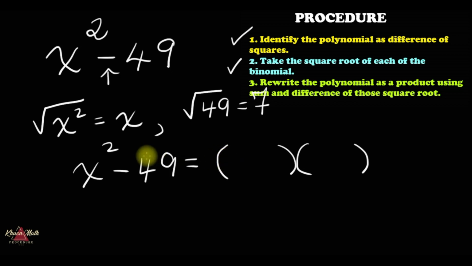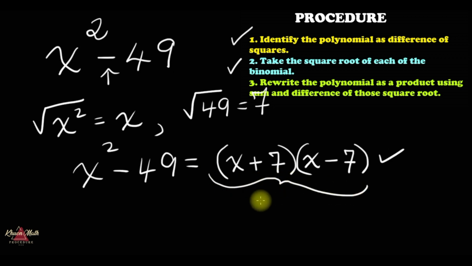So here, the square root of x squared is x, so you need an x and an x. Sum and difference, so you need a plus and a minus. And then the square root of 49 is 7. So the factors of x squared minus 49 are x plus 7 times x minus 7. And then you can check it to see if these two are the correct factors of x squared minus 49. To do that, you just have to multiply these two binomials. And if it comes out to x squared minus 49, then you know it's right.